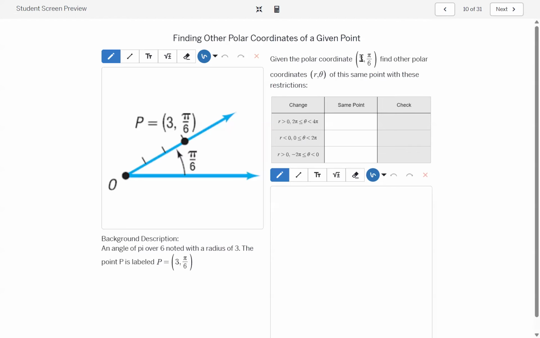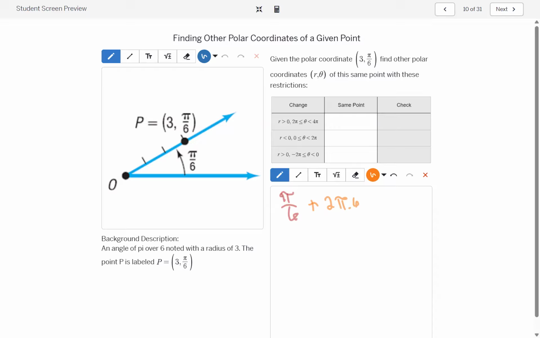So on this slide, we're given the original polar coordinate of 3 comma pi over 6. And we want to find other equivalent polar points. So our first one says, keep the radius positive, but make the angle between 2 pi and 4 pi. So for my first one, I'm going to take pi over 6 and add 2 pi to it. This will give me an angle that's between 2 pi and 4 pi, but it'll be the same location.